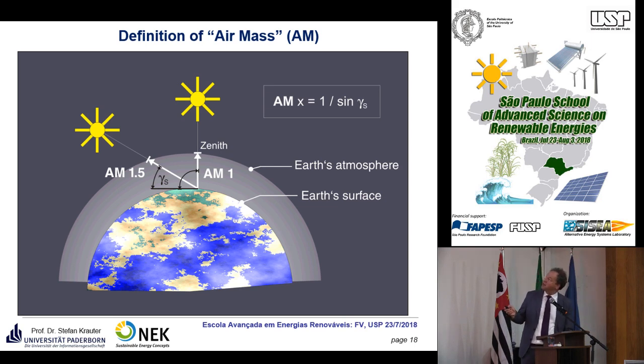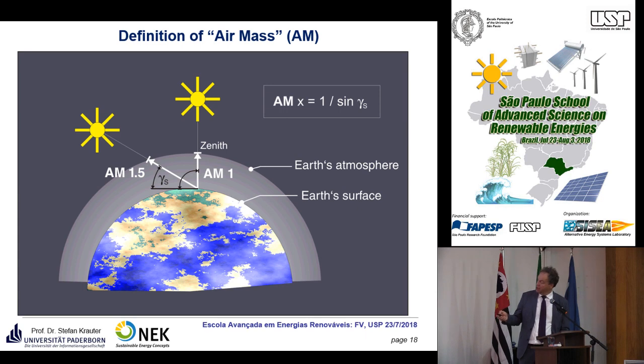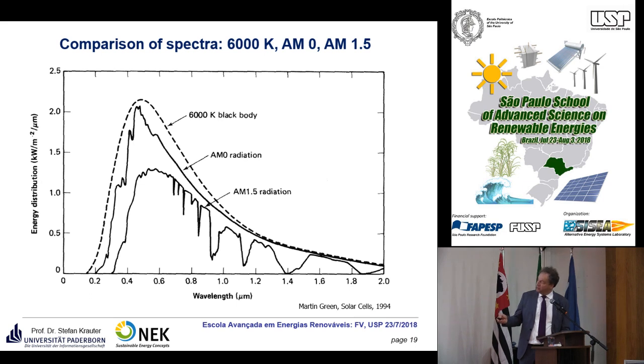To calculate it, this AMX is just 1 divided by the sine of the elevation angle. This is about equivalent to 42 degrees of elevation angle, AM1.5. So you see a difference. This is the extraterrestrial radiation called AM0 because it occurs above the zenith. Here would be AM0, so that's the spectrum of that. It's not perfect black body radiation, but almost. Then we have here AM1.5 radiation.